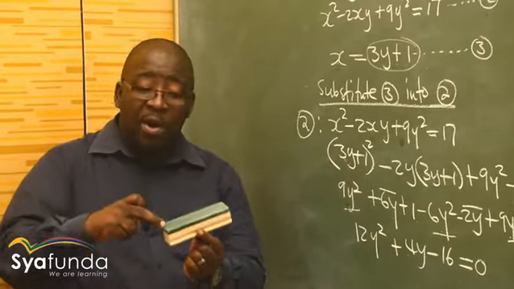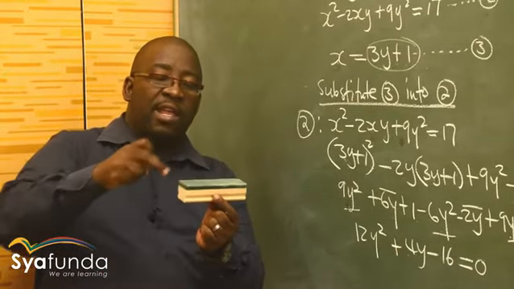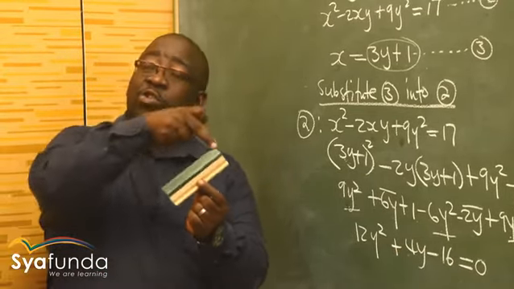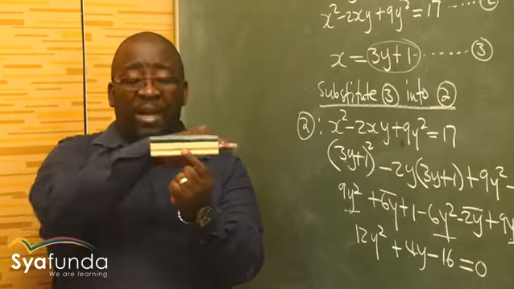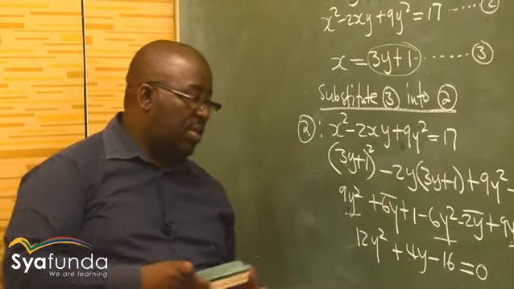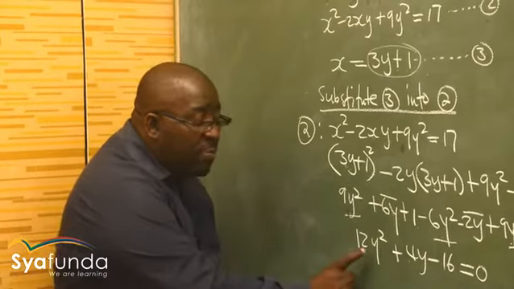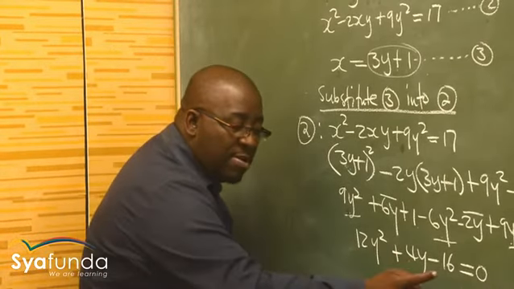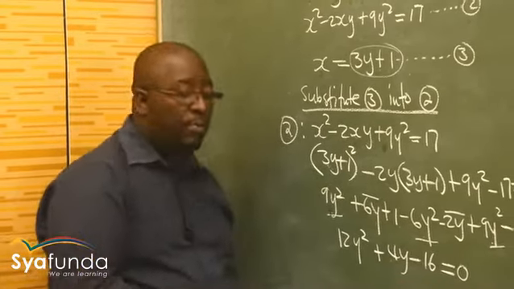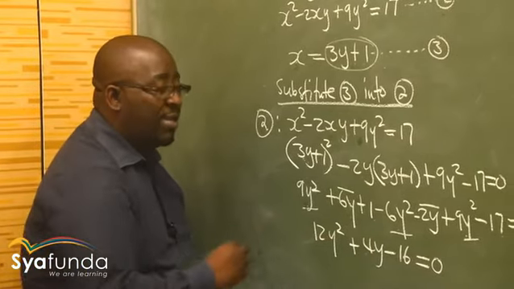Remember, what we do on this side we do on the other side. If we divide by 4 here, we also divide by 4 there, because we want to keep this in balance, equal. This is equal to this one. So we divide this by 4, we divide that by 4, we divide that by 4, we also divide that by 4, so that it's balanced.